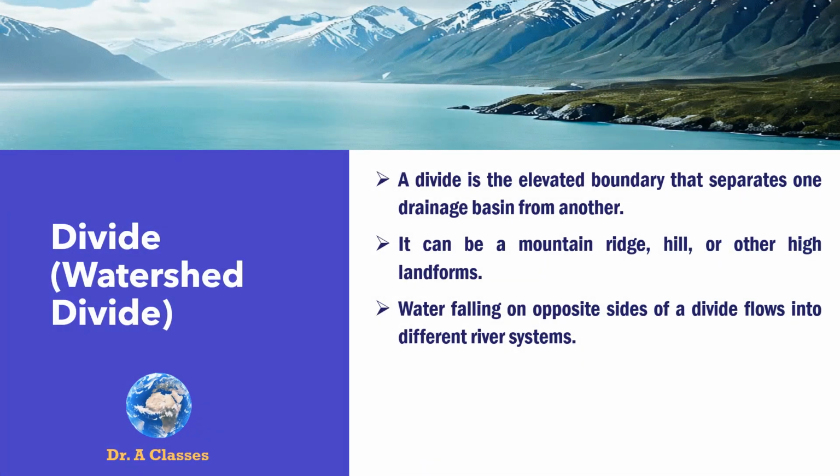Divide or watershed divide. A divide is the elevated boundary that separates one drainage basin from another. It can be a mountain ridge, hill, or other high landforms. Water falling on opposite sides of a divide flows into different river systems.